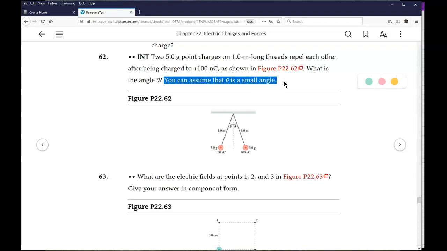He's sneaky. He gave you this sentence. Why did he give it to you? He's not being nice when he gave you this one. He said, you can assume theta is a very small angle. Why? What does that mean? What's the wisdom of that?